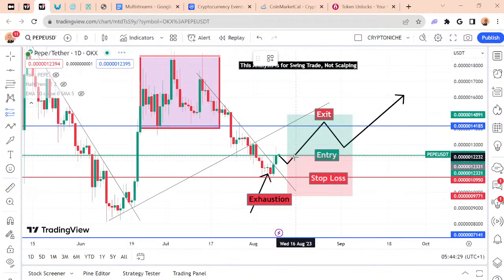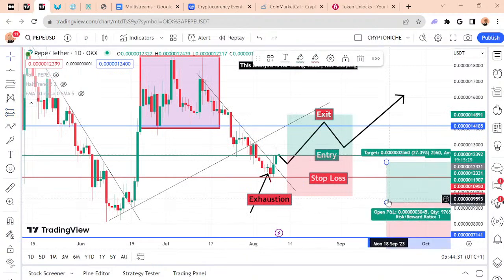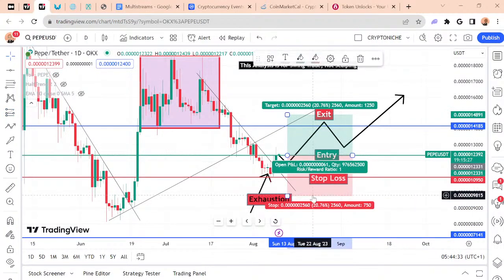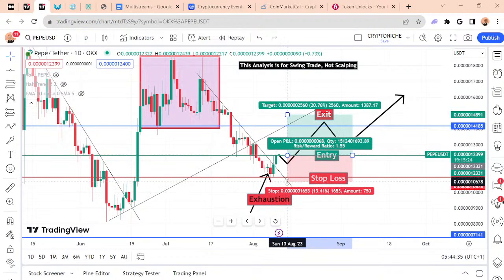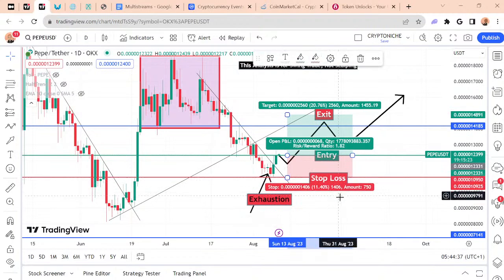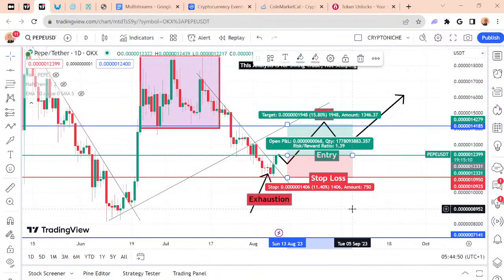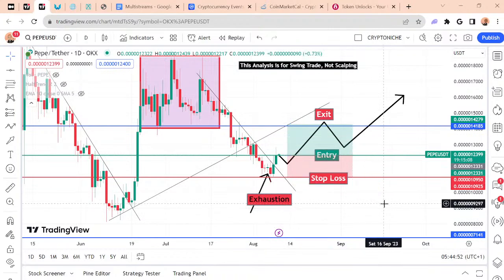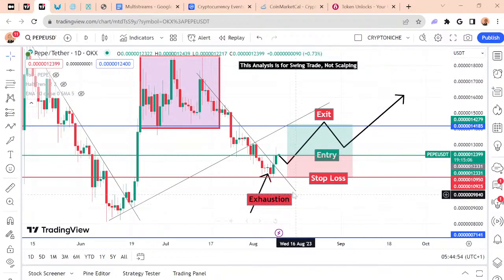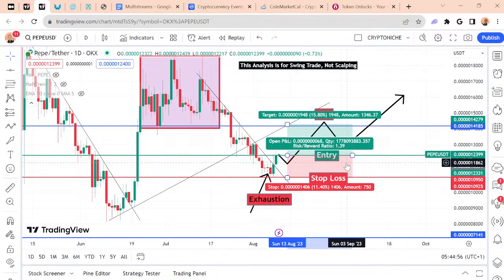So you have your long position here. Yeah, then it worked. Let me check. Then you have your stop loss here. Then you have your exits at this level. Can you see? That is a 1 to 1.39 ratio. So 1 to 1.39, isn't it?